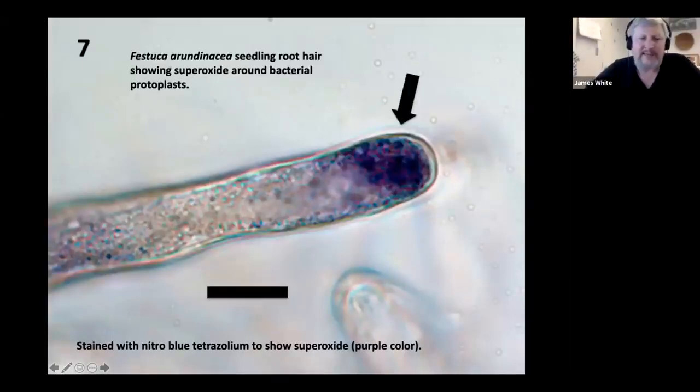This shows superoxide. That's what the plant is producing to extract nutrients from the microbes, and all this blue actually is the superoxide there. We use NBT to visualize that.